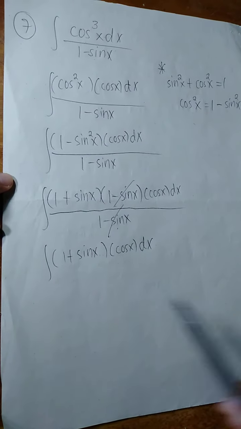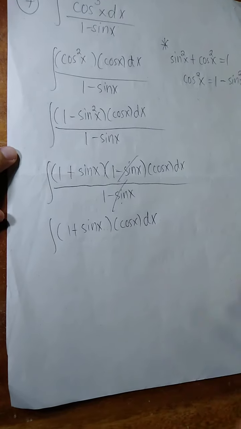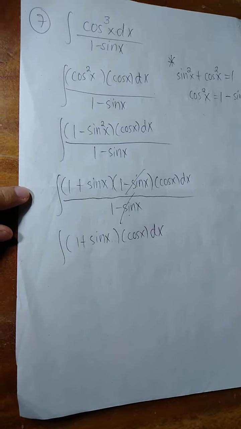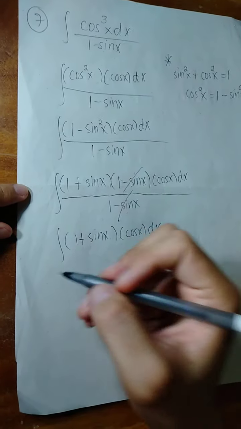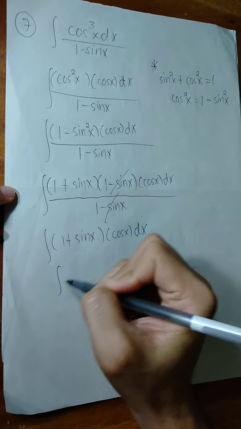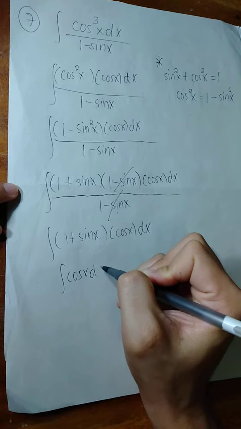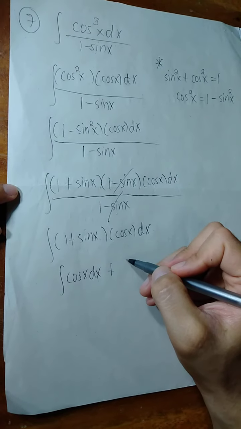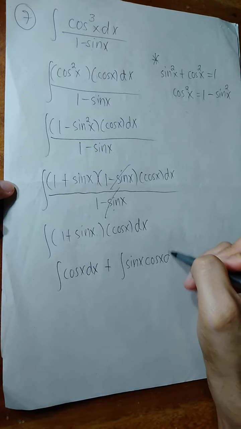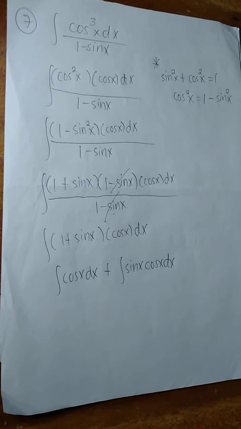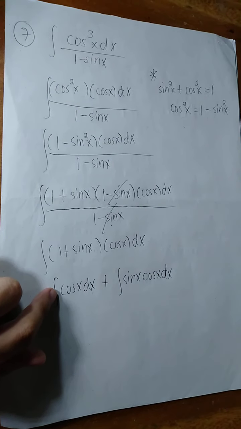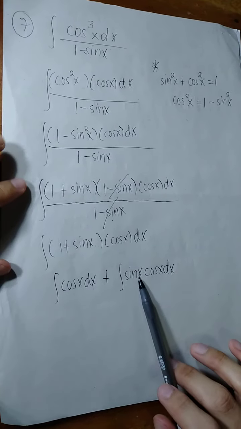So we can now what? Distribute, di ba? So using yung basic trigo formulas natin. So distributing the integral sign and dx, so it becomes the integral of cosine x dx plus the integral of sin x cosine x dx. So now of course, ito may integral na to, di ba? So cosine is sine. Then ito, u lang yan.